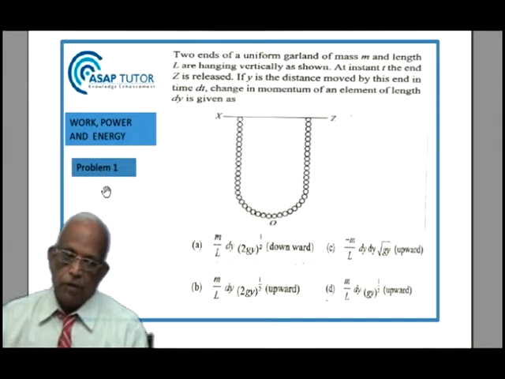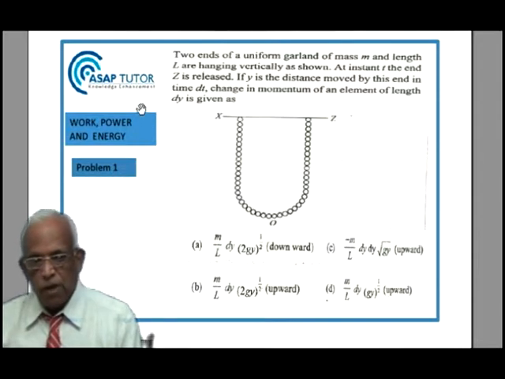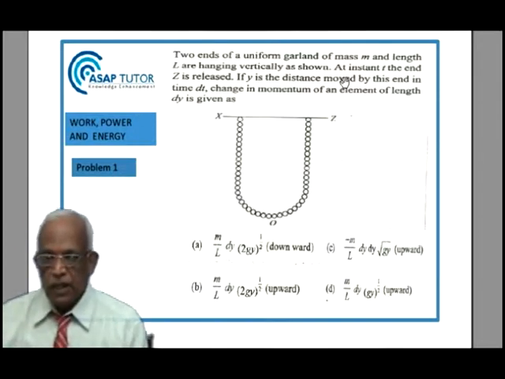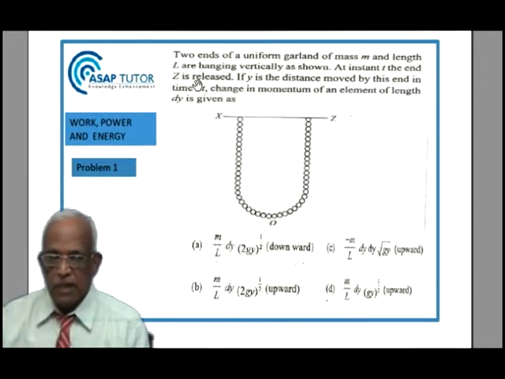These are problems on work, power, energy. Problem 1. Two ends of a uniform garland of mass m and length L are hanging vertically as shown. This is the garland shown. At instant t, the end z is released. This end z is released.